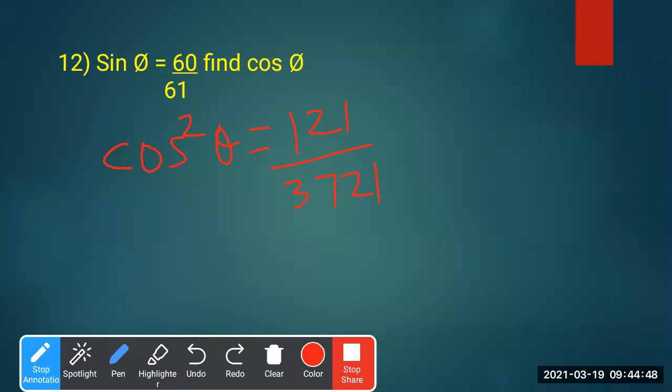And here you will take the square root on both the sides. After taking the square root, cos theta is equal to square root of 121, which is 11, and this is 61. So this is how you got the value of the cos theta. Okay, so it's so simple, students. You only have to know the squares, or if you don't know the squares, you can multiply, no issue. But make a habit of using this trigonometric identity and practicing more sums using it. In this way we get the value of the cos theta, that is 11 upon 61.